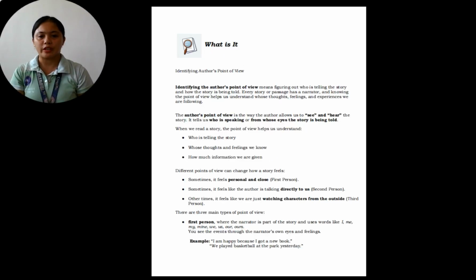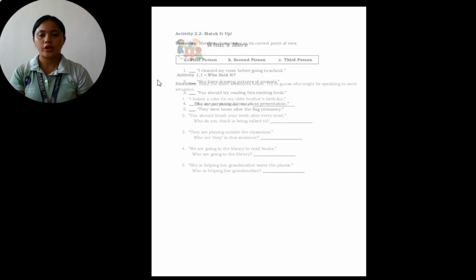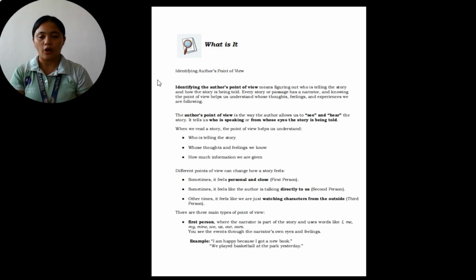After the first activity, you can now elaborate and discuss the definition of the author's point of view. Now, discuss the definition and types of point of view. Use the example on the board or a visual aid. First is the first person. Use I or we. For the second person, use you. For the third person, use he, she, or they.